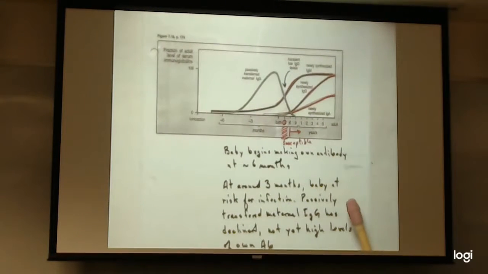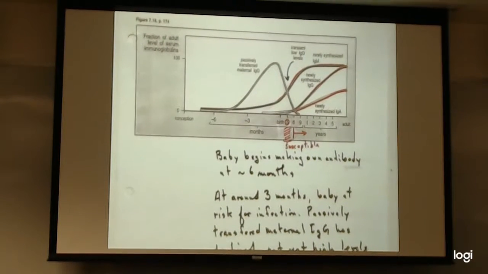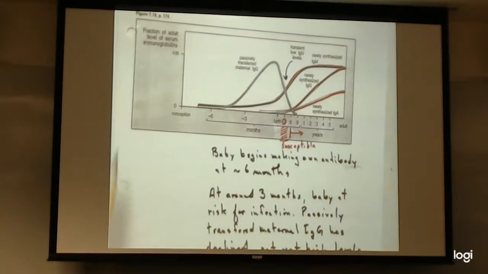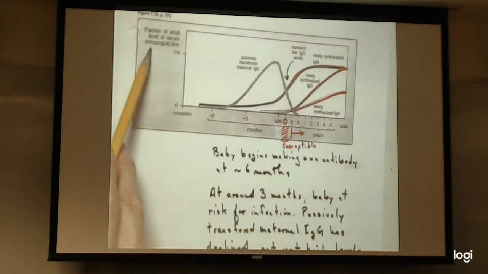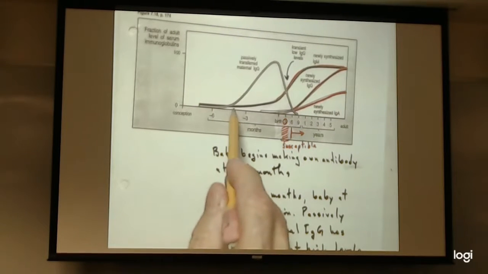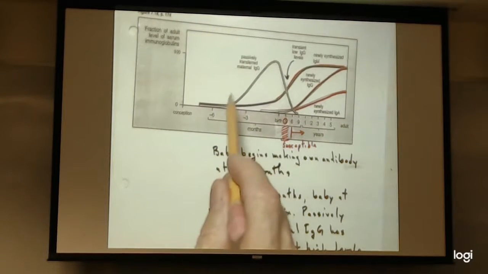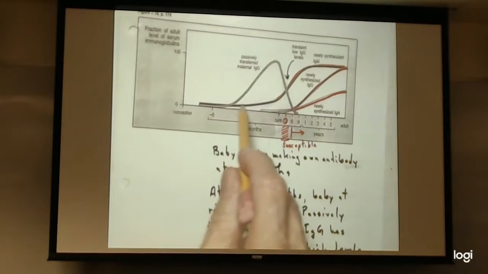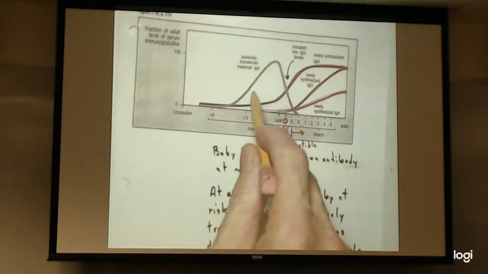Here's an interesting little picture on the baby. So here's the fraction of adult level of serum antibodies inside the baby, starting at about here, 6 months or so. And we see that the baby is starting to make its own IgM a little bit. Okay? It's got the passively transferred mother's IgG.